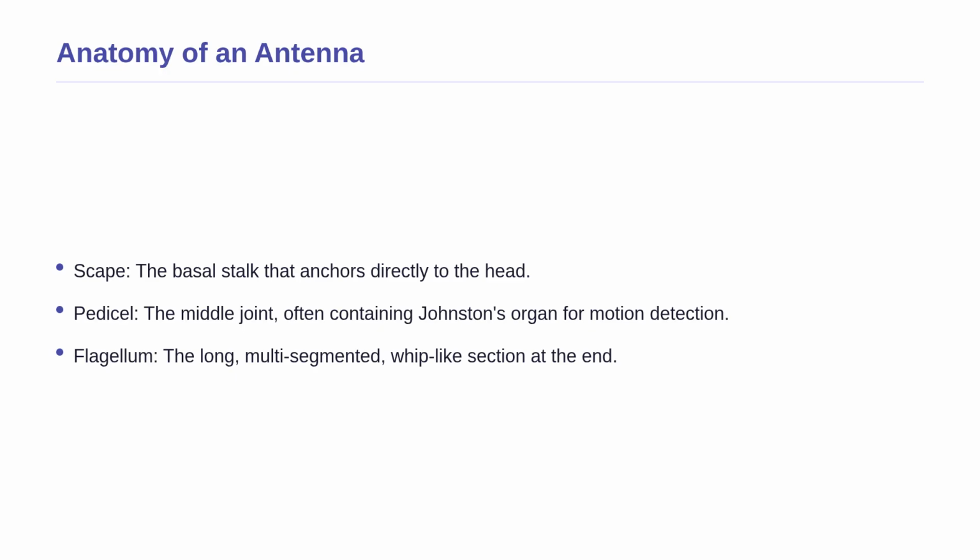Now that we know what they do, let us look at how they are built. A standard insect antenna is divided into three main structural parts. First is the scape, which is the basal stalk that attaches directly to the insect's head, acting as a sturdy anchor. Next is the pedicel, the middle joint. This part is fascinating because it often contains Johnston's organ, a specialized sensory structure crucial for detecting motion and sound. Finally, we have the flagellum. This is the long, multi-segmented whip-like part at the very end, which interacts most directly with the environment.